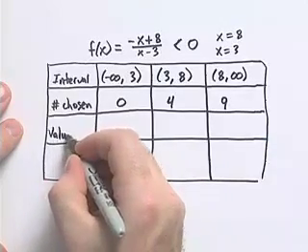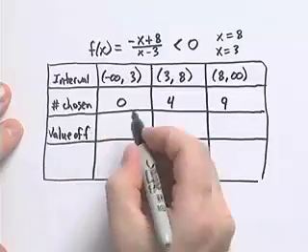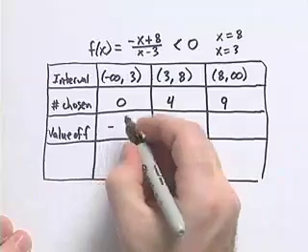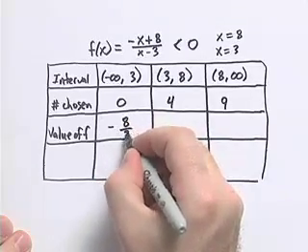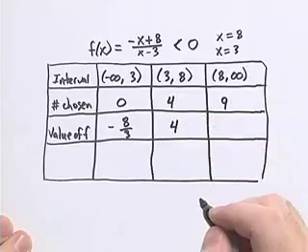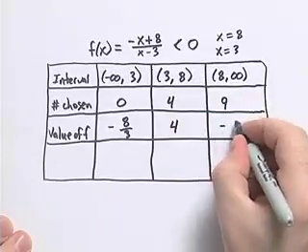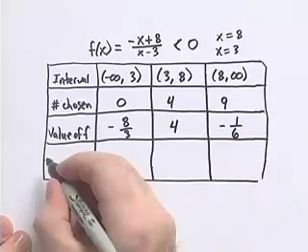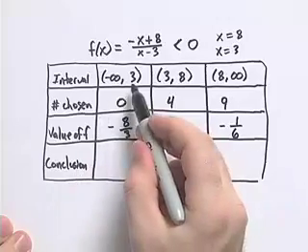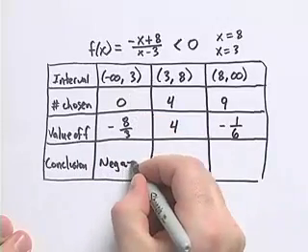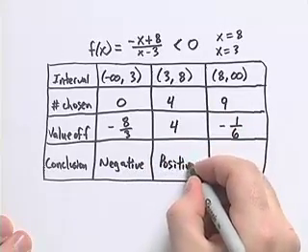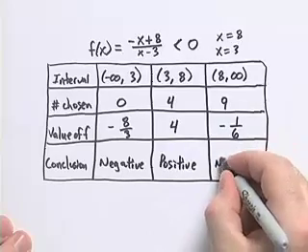Next, we want to find the value of f at each of these values that we've chosen. If we plug 0 into the function, we'll get negative 8/3. If we plug 4 into the function, we'll get a value of 4. And if we plug 9 into the function, we'll get a value of negative 1/6. So our conclusion is that on this first interval, the function will be negative. On the second interval, the function will be positive. And on the third interval, the function will be negative.